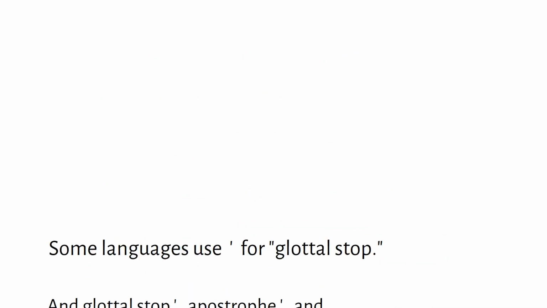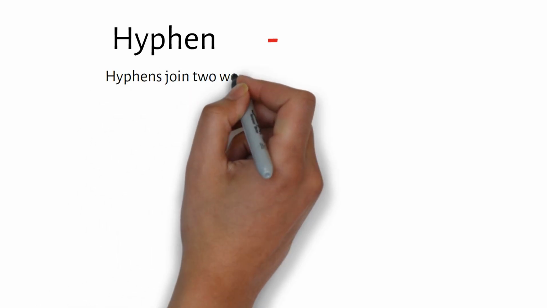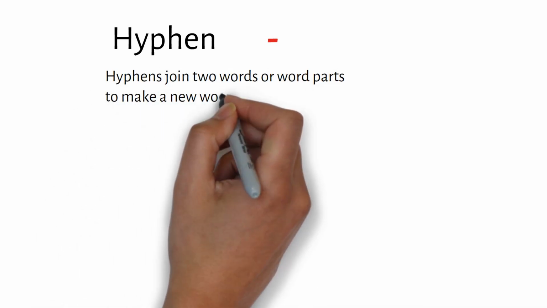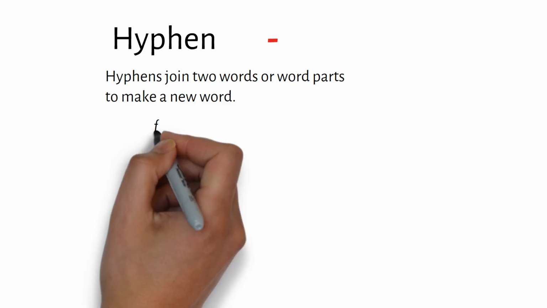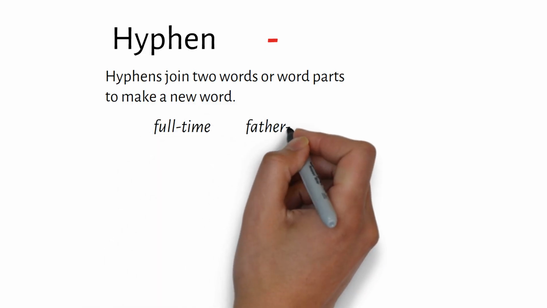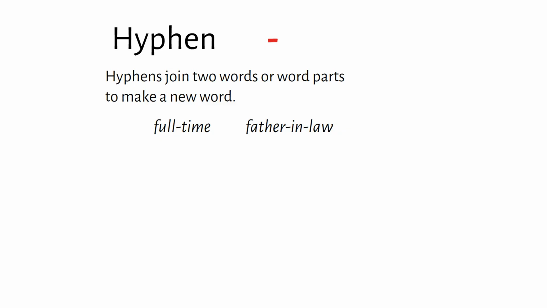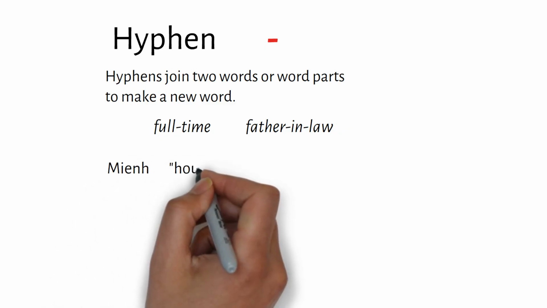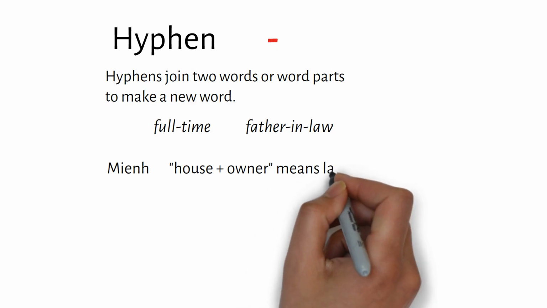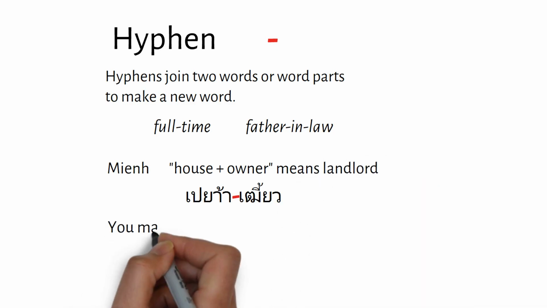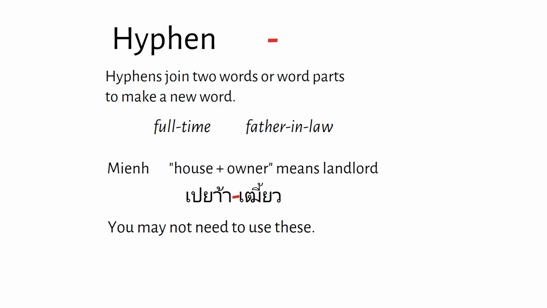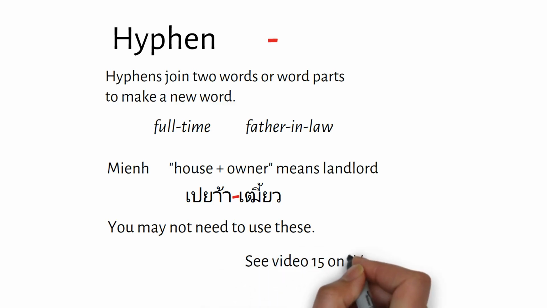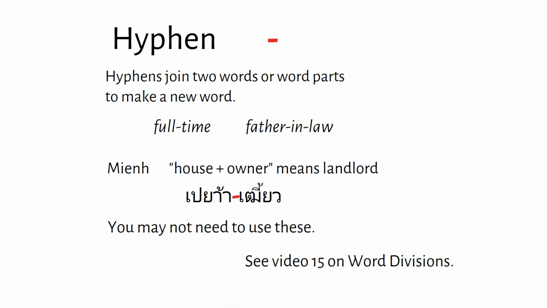Another punctuation mark comes up sometimes, and that is the hyphen. When do we use that? Hyphens join two words or word parts to make a new word. Full-time, father-in-law. An example from Mien puts house plus owner, meaning landlord. Depending on your language, you may not need to use these. We talked about these a little toward the end of video 15 on word divisions.